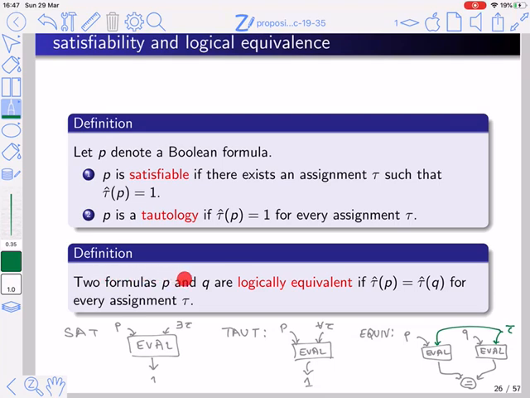Two formulas P and Q are logically equivalent if tau hat of P equals tau hat of Q for every assignment tau. So here we have the picture. We have P, we have Q, we have an assignment tau, and we require that for every tau, if we evaluate P with respect to tau and we evaluate Q with respect to tau, we will always get the same value. Then we say that these formulas are logically equivalent.